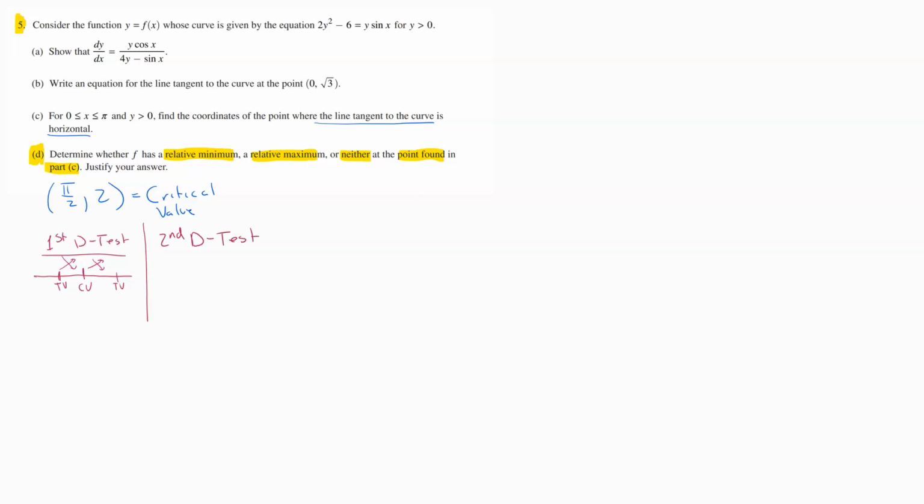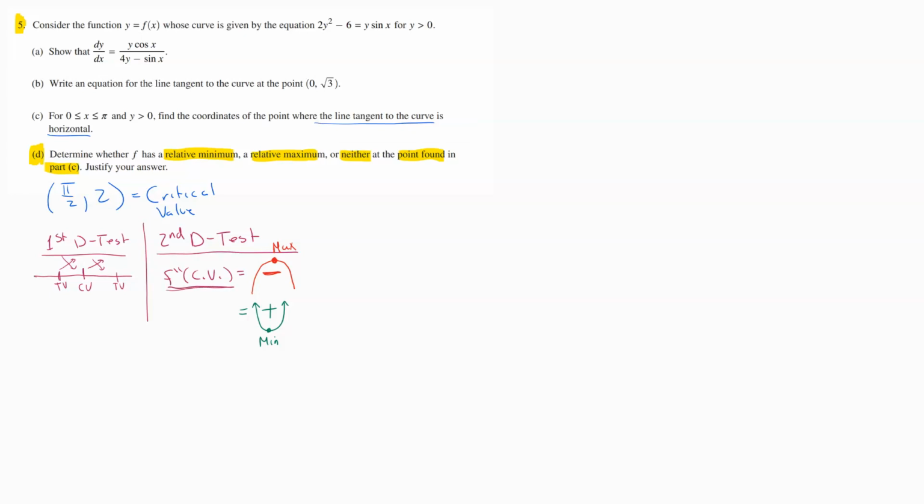I'm just going to call it a second D test. What we know is if we take our second derivative and plug our critical value into that, and what you get out is a negative value, that tells you the graph is concave down, and the only place you could have a critical value in a concave down section would be at a max. Conversely, if you plug your critical value into the second derivative and it comes out as a positive number, then our graph is concave up, and the only place you could run into a critical value in a concave up section would be at a min. So that tells us for this problem we're going to be running a second derivative test.